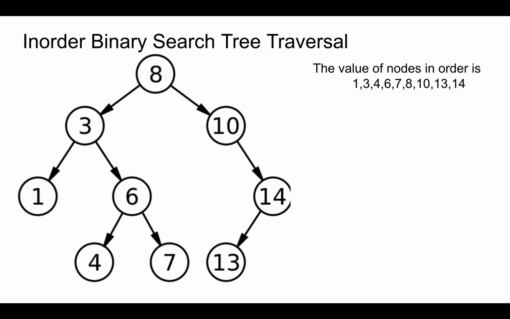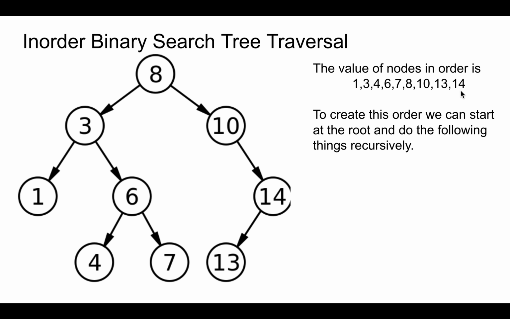So let's look at inorder binary search tree traversal. This visits the nodes in order from values least to greatest. So in this binary search tree, we would visit node 1, then 3, then 4, 6, 7, 8, 10, 13, 14. And so let's see an algorithm for doing that recursively.